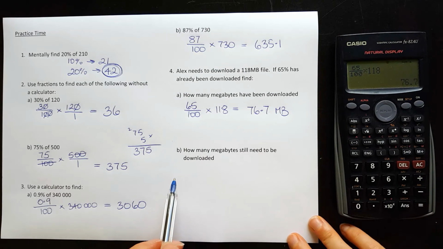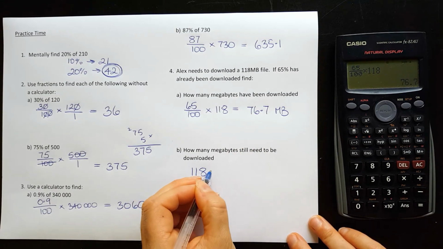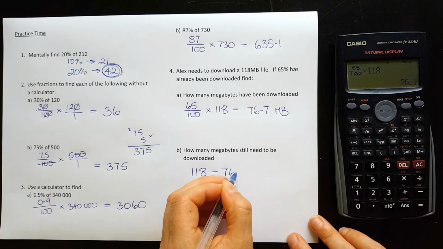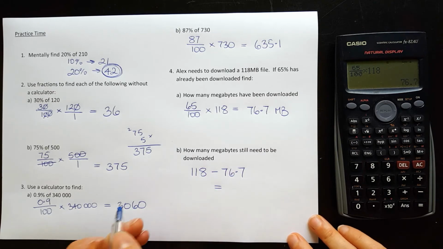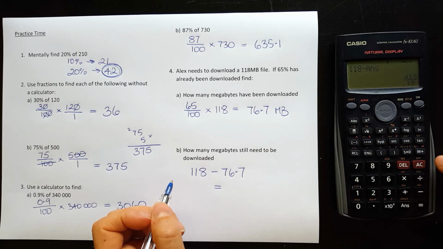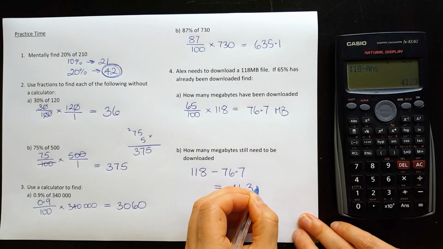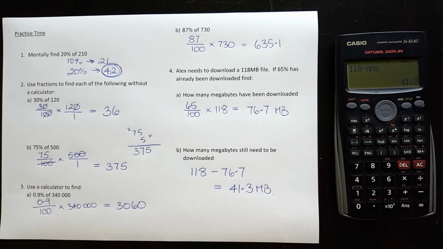Part B, how many megabytes still need to be downloaded? Well, what's left? We have to download 118, so if we take away the 76.7, that will tell us how much is left to be downloaded. So that's 41.3 megabytes. Okay, that's the end of our lesson on finding a percentage of an amount.